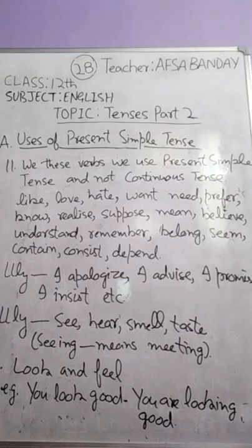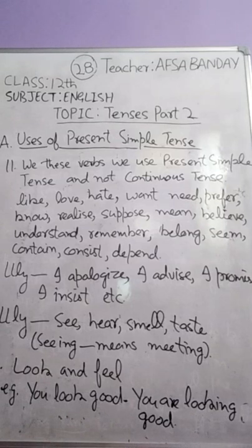Number eleven. With these verbs we use present simple tense and not present continuous tense. These include like, love, hate, want, need, prefer, know, realize, suppose, mean, believe, understand, remember, belong, seem, contain, consist, depend. So, with these, we use present simple form when they carry their real meaning, and we don't use present continuous form. Similarly, when we say that we do something by saying it, at that time also we use present simple tense with those verbs. It includes I apologize, I advise, I promise, I insist, I refuse, etc.